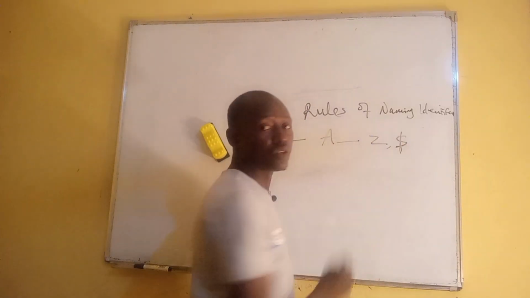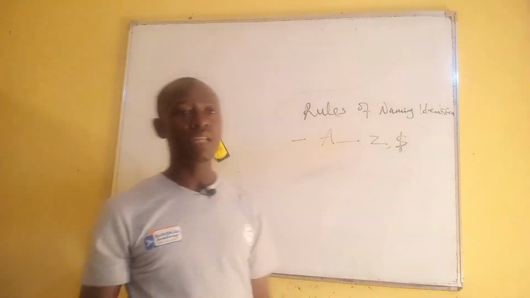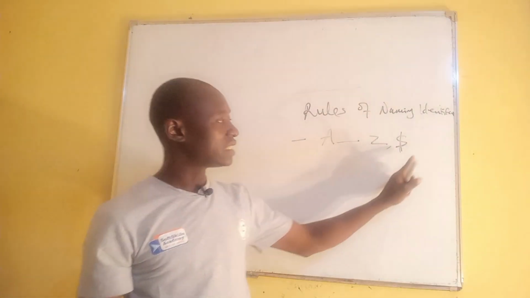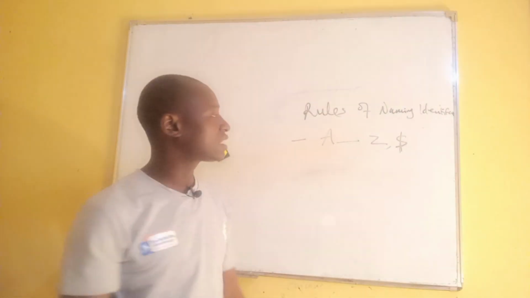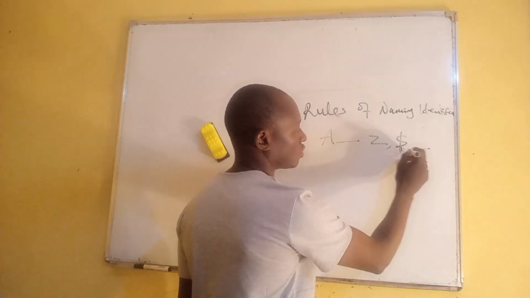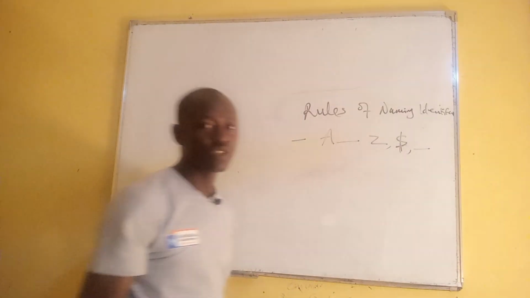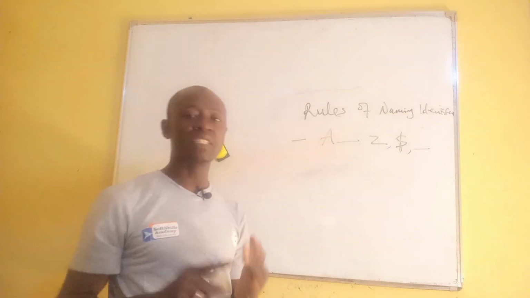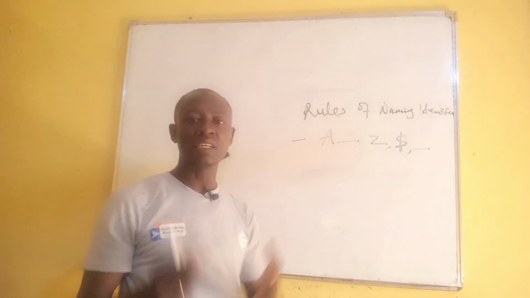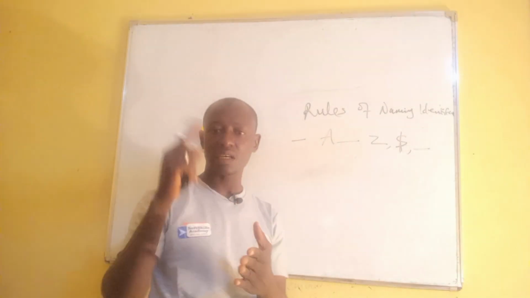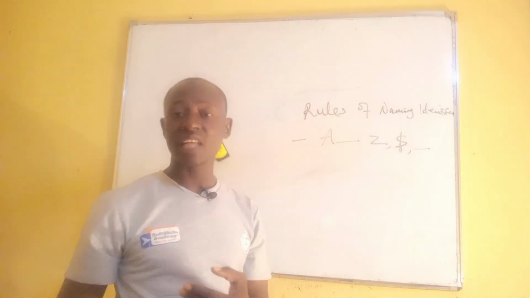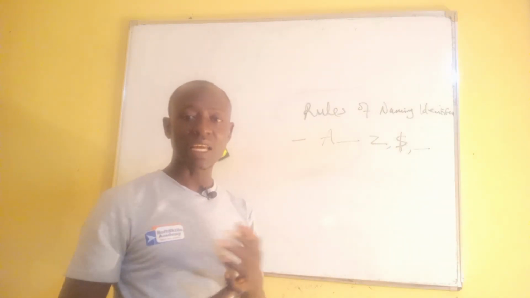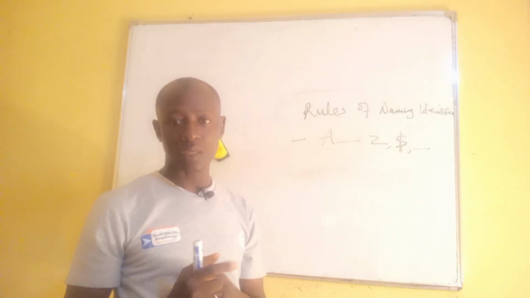We have dollar sign. That's it. So it can start with a letter, it can start with a dollar, or it can start with an underscore. Are we together? That is the number one rule. Whenever you are starting your identifier, it must start with a letter from A, B, C up to Z, or it starts with a dollar sign, or it starts with an underscore.